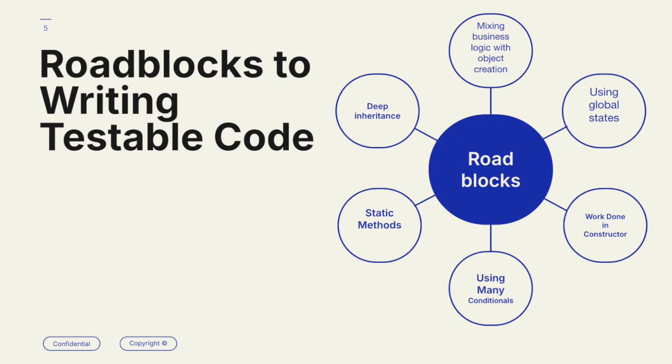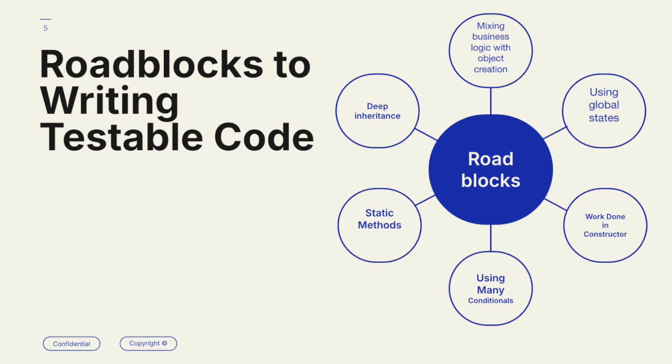Another common issue is overcomplicated inheritance hierarchies. Deep inheritance chains are hard to test because changes in a parent class can ripple through multiple child classes. It's like trying to pull one thread and unraveling the whole sweater.